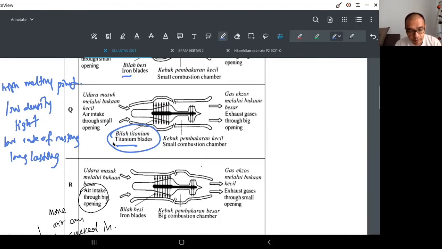This one, the combustion chamber. Do we want a small combustion chamber or do we want a big combustion chamber? This one, a big combustion chamber.